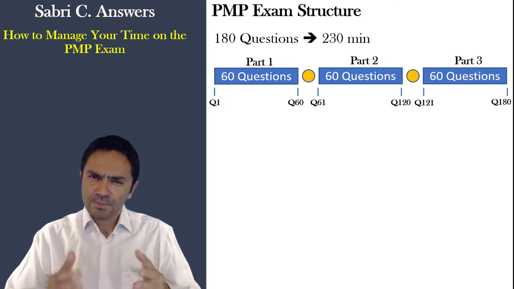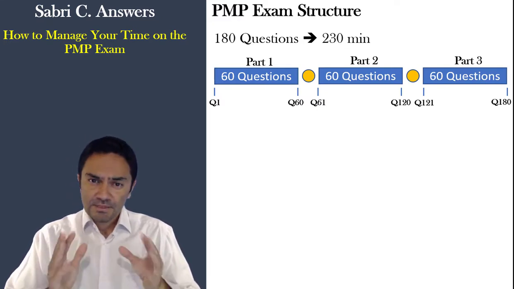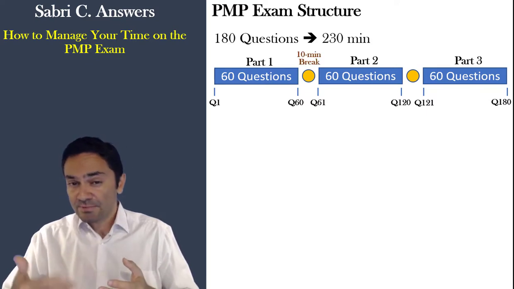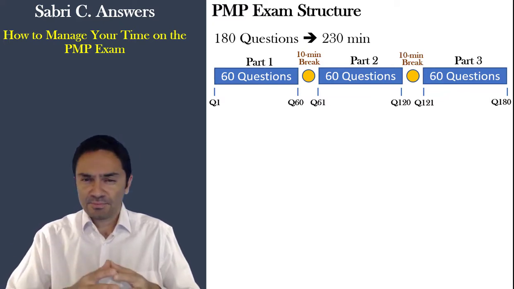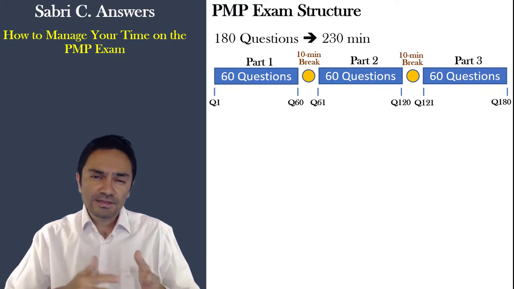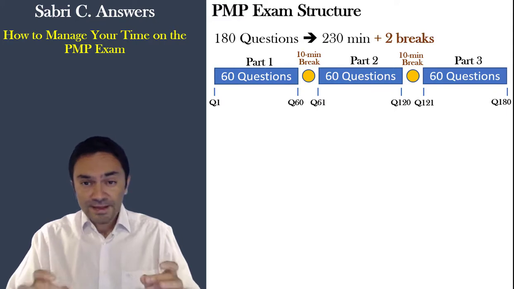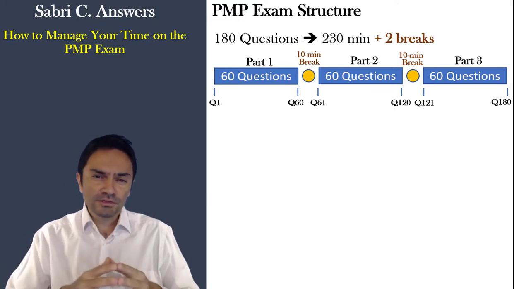third part. Between each part, you will get a 10-minute break. So, after completing part 1, you will get the first 10-minute break, and after completing part 2, you will get the second 10-minute break. These 10-minute breaks are not included in the 230 minutes. Therefore, if you include the breaks, you will be sitting for 250 minutes in total.